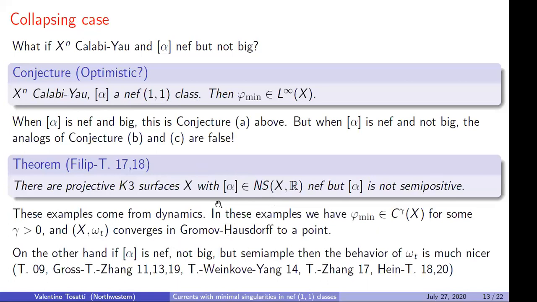On the other hand, before I talk about these examples, let me just say that if alpha is nef, not big, but you do assume that it's semi-ample, namely that it is the pullback of a Kähler class from some lower dimensional space Y, then the behavior of the Ricci-flat metric is much nicer. I've been working on this a lot with a lot of people, as you can see from a partial list of recent papers. There's a huge story there. The point is, this is all under the assumption that the nef class is semi-ample, so it comes from a fibration-type map, a pullback from a lower dimensional space.